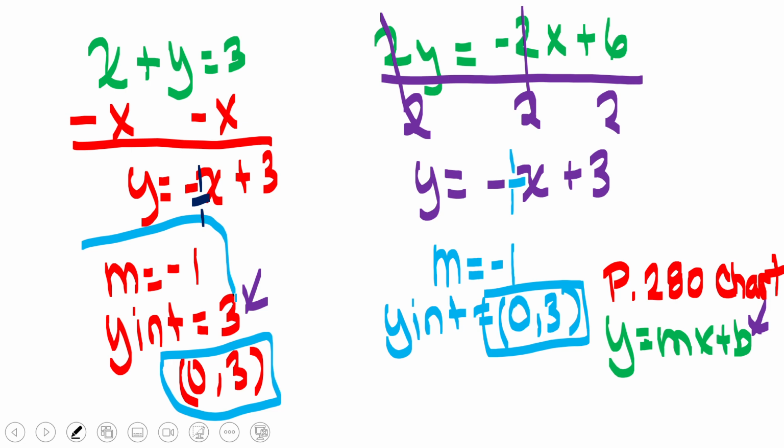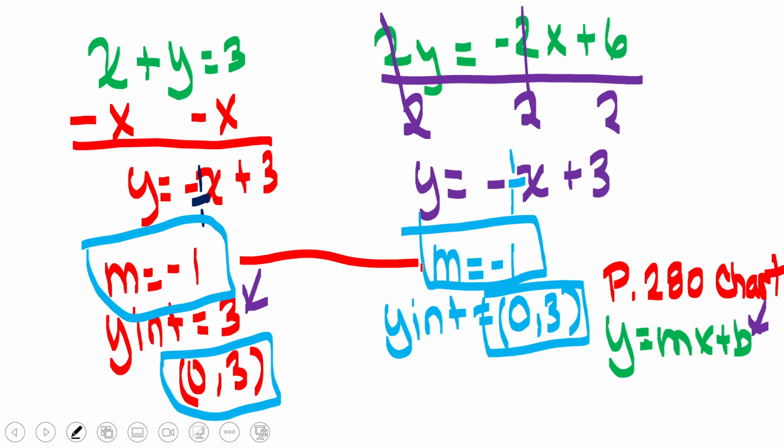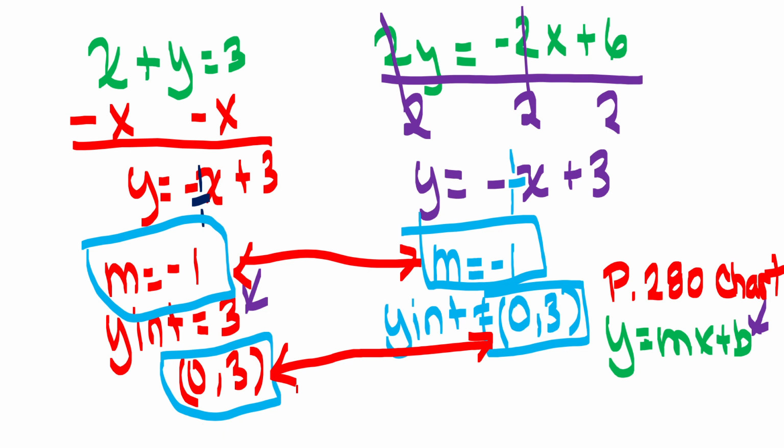What do you notice about the slopes and the y-intercepts? They're the same. For the two equations, you have the same slope. If you remember, that's going to be parallel lines. So let's graph each equation.